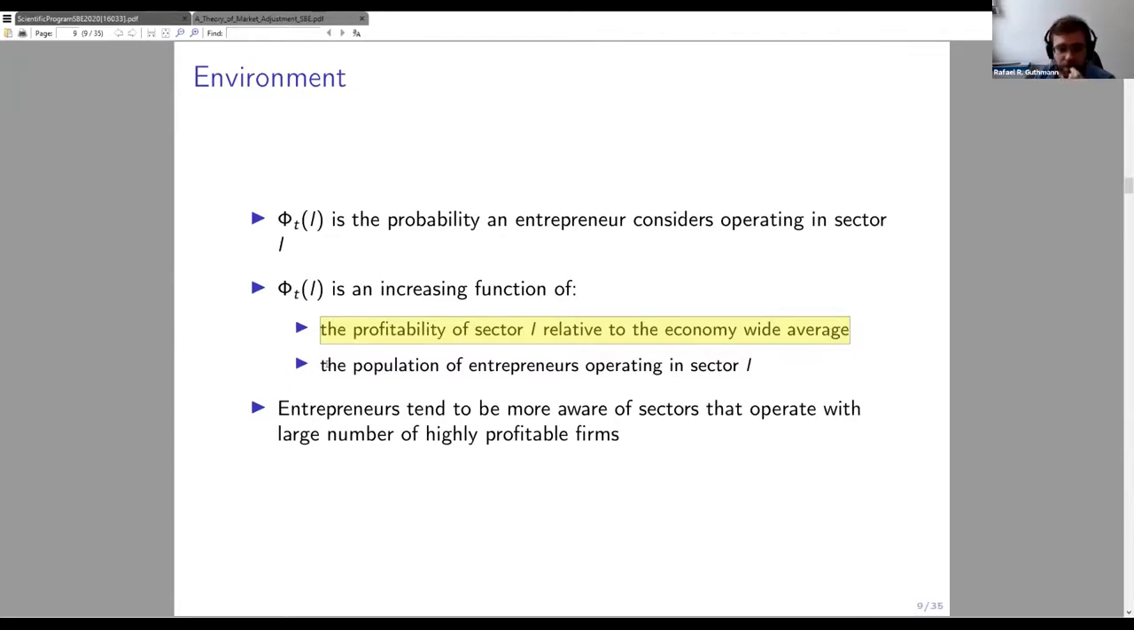It is also an increasing function of the total population of entrepreneurs in sector L, which is just the fraction of the measure one of entrepreneurs that are in sector L. The idea is that a sector that is very profitable and very large could be a sector that lots of entrepreneurs will be aware of and will be able to move to if they think it is profitable to do so. Sectors that have lower profitability than the economy-wide average will not tend to be in the consideration sets of entrepreneurs in the other sectors of the economy.